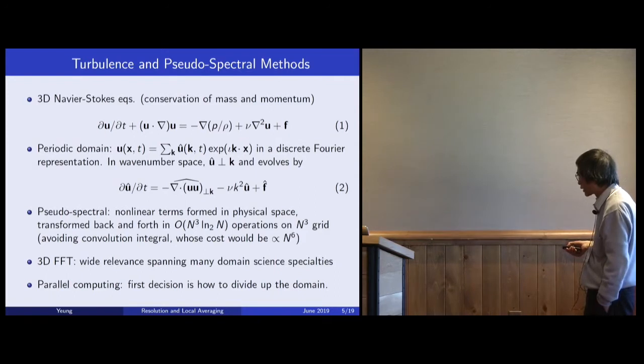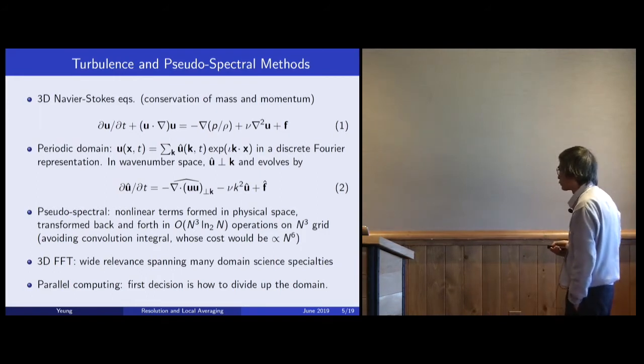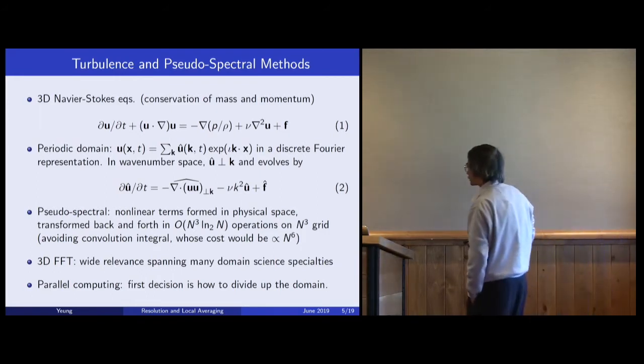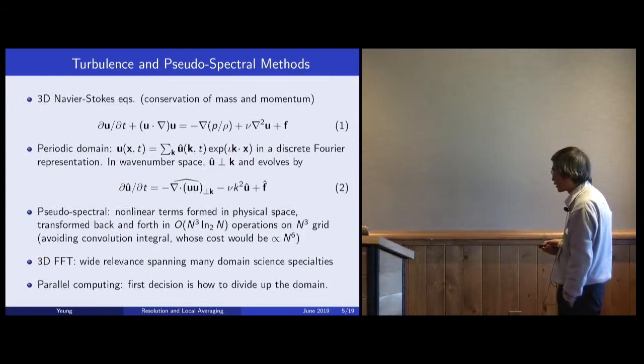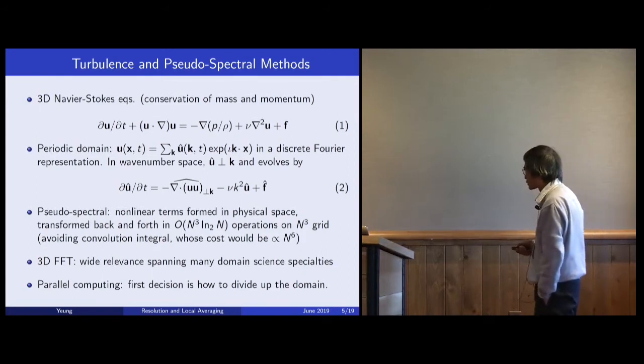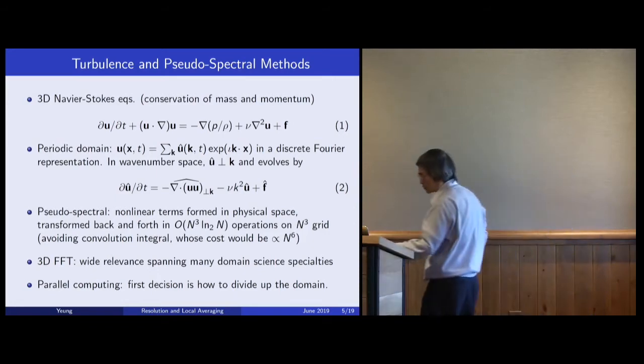We get N cubed log N if we perform the multiplication in physical space first, and then transform back and forth. And because of all of these transforms, the 3D FFTs are very important to us, and they are also important to other domain science communities. And then we go to our parallel computing.